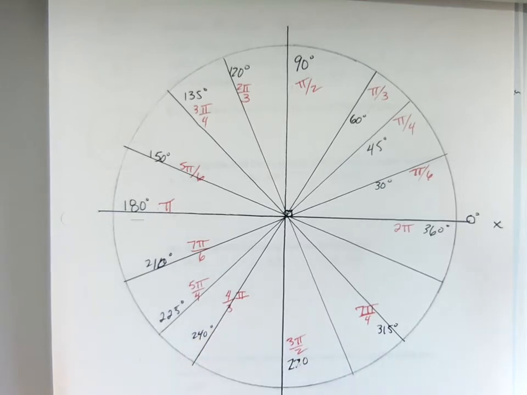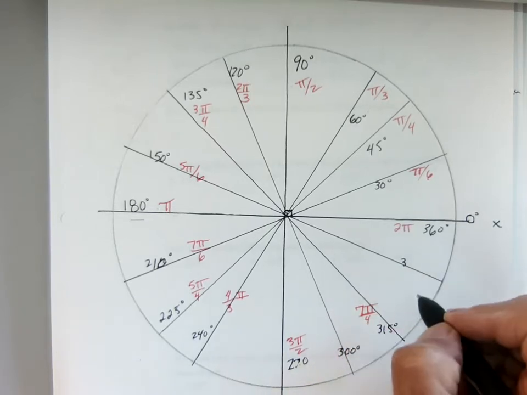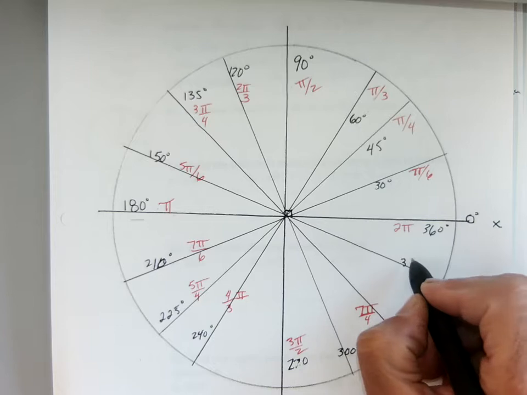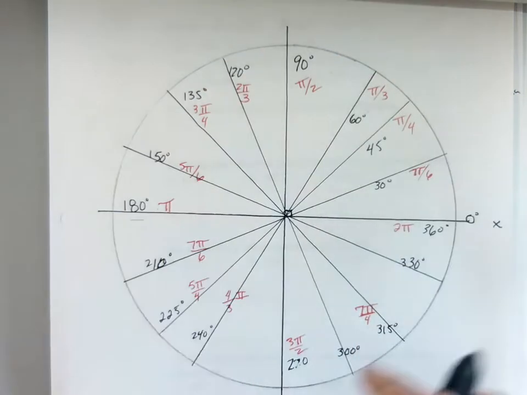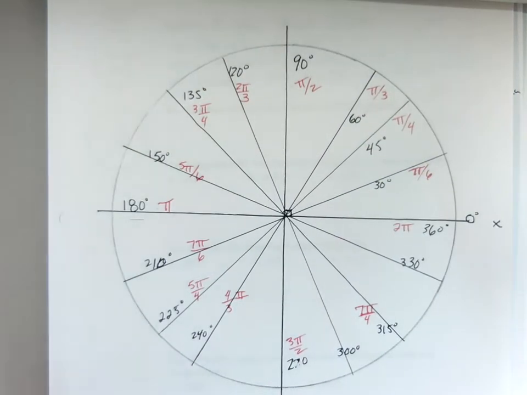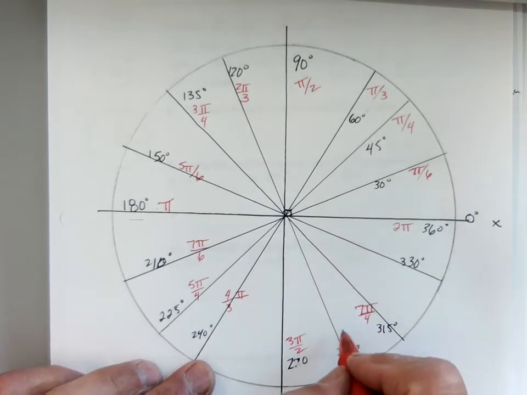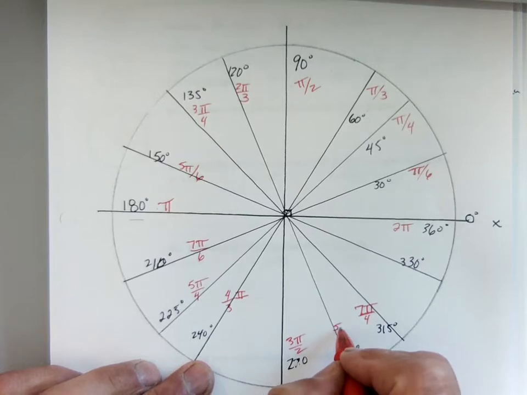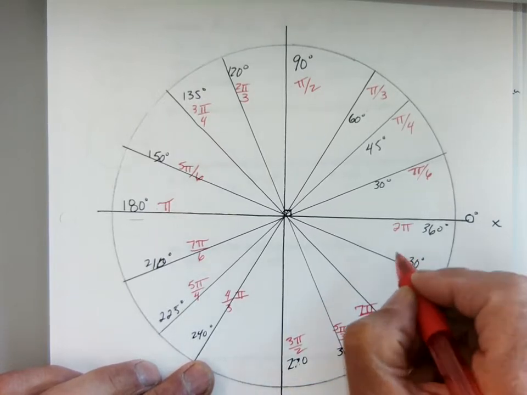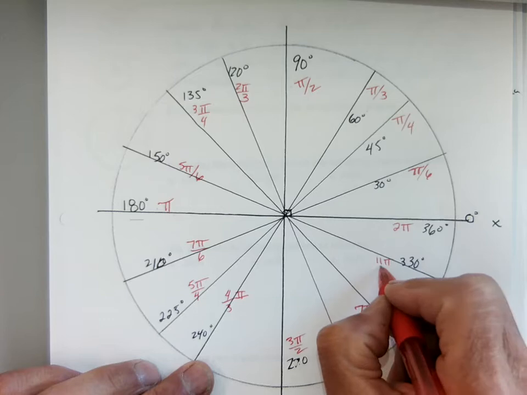Okay, then I'm going to go from here another 30 degrees, puts me at 300 degrees, and I'll put 330 degrees here. So these are my degrees going all the way around the circle. And as far as what are the radian equivalents, well, this one is going to be 5 pi thirds, and then this is 11 pi sixths.